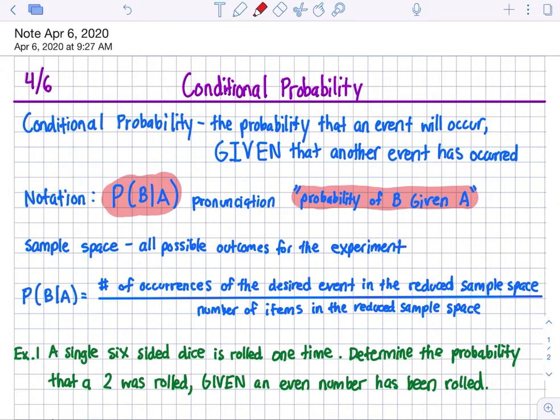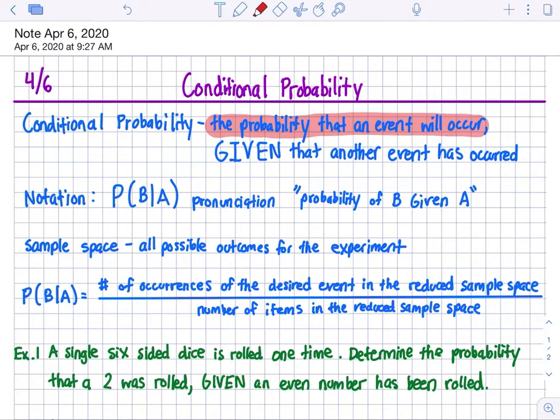Now, depending on the problem situation, there's always going to be, for the most part, two events that you guys will be dealing with. Okay? So again, it's the probability that an event will occur given that another event has occurred before it. So we are going to be looking at that.